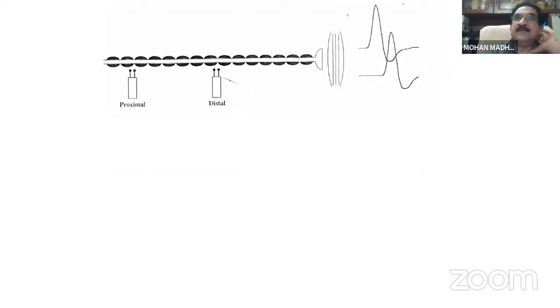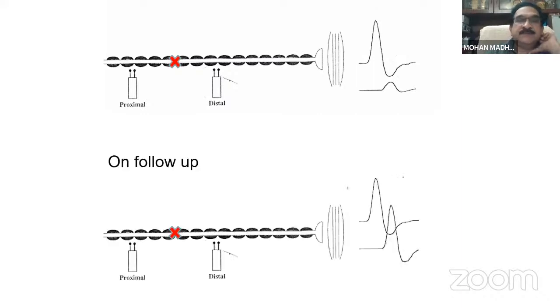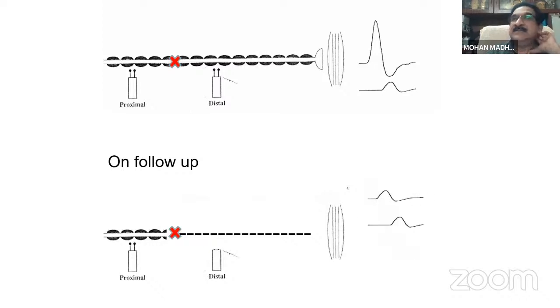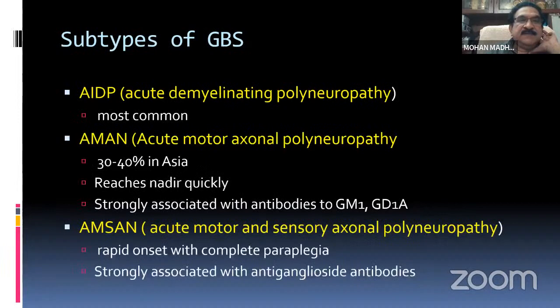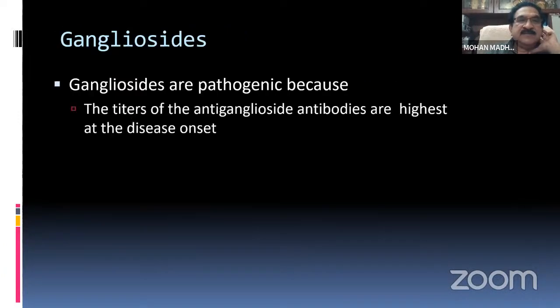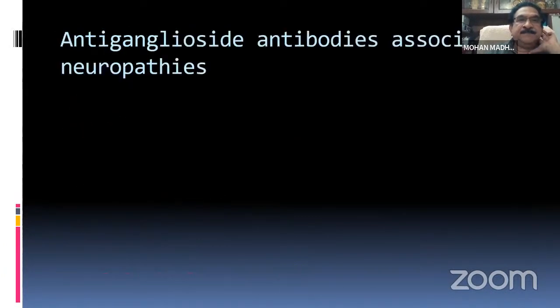What happens in the other consequence of nodopathy is axonal degeneration. This is a conduction block, which is classically already shown here. On follow-up, what will happen, the distal axon will degenerate, depending upon the severity of the nodal involvement. So you are going to get a low amplitude potential later on. And this variety of nodopathy has got a poor prognosis because what has resulted is axonal degeneration. I think I'll skip the subtypes and all. These are gangliosides. I think we'll skip in the interest of time.